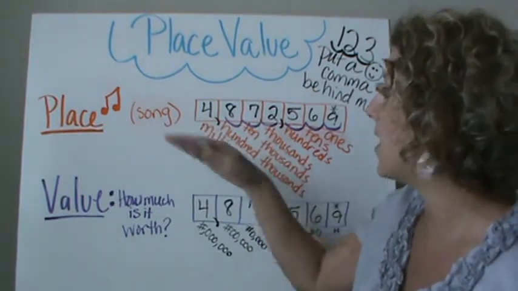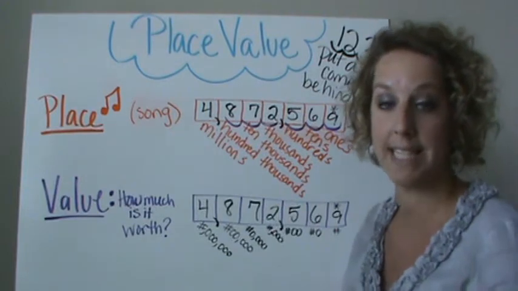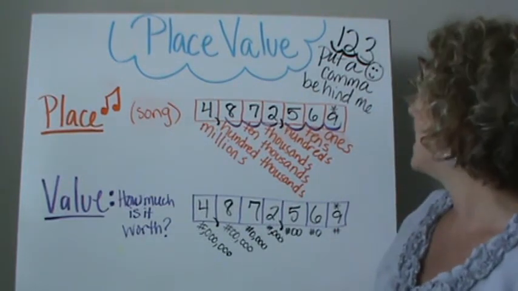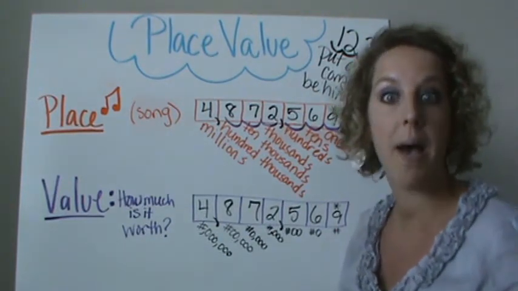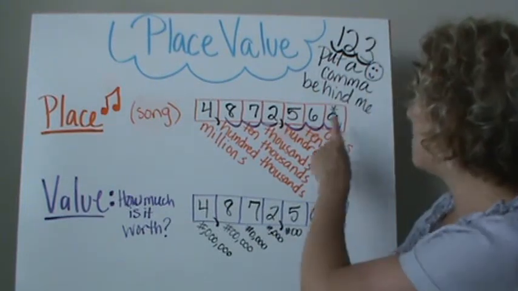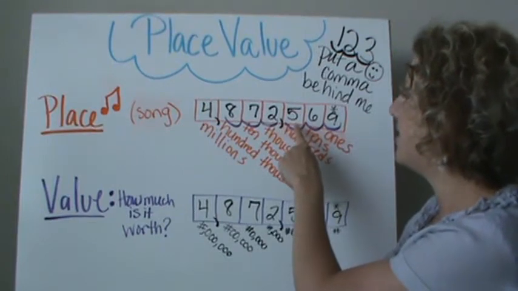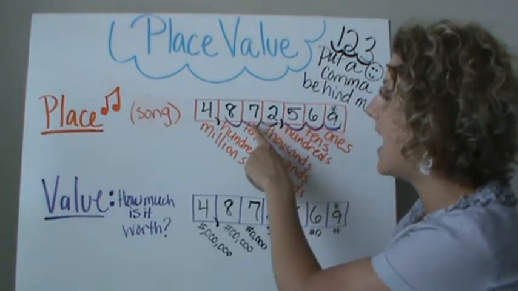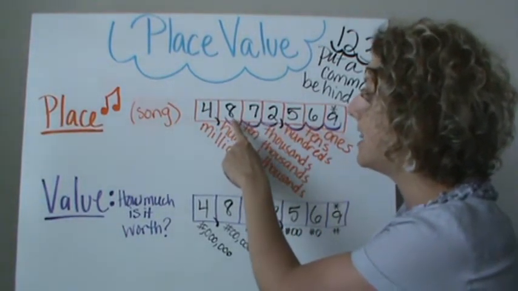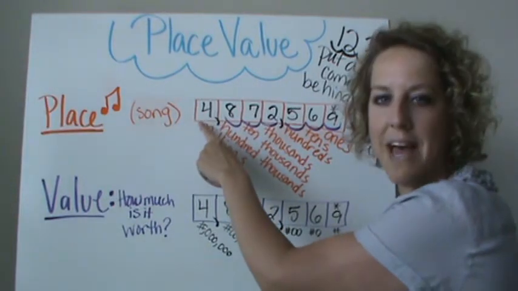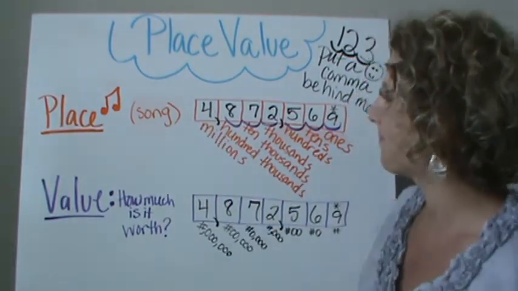I have a song to help us remember the place of each number in order. And it goes to the tune of Pop Goes the Weasel. So here we go. Always start in the ones place. Ones, tens, hundreds, thousands, 10,000s, 100,000s, then you have a million.